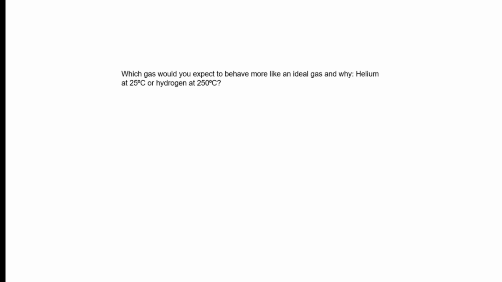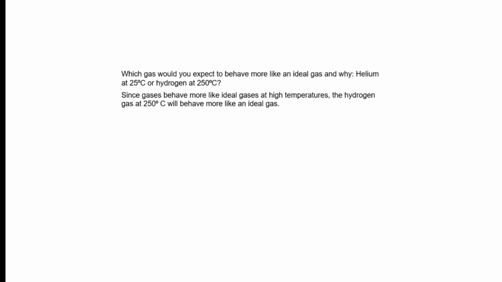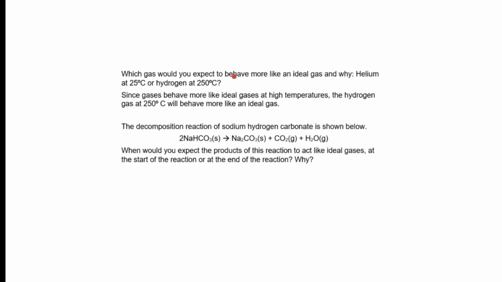So here is our question. Which gas would you expect to behave more like an ideal gas, and why? Helium at 25 degrees C or hydrogen at 250 degrees C. So we have a gas at a low temperature and a gas at a high temperature. We get better ideal behavior at a high temperature, so our hydrogen at 250 degrees C will behave more like an ideal gas.